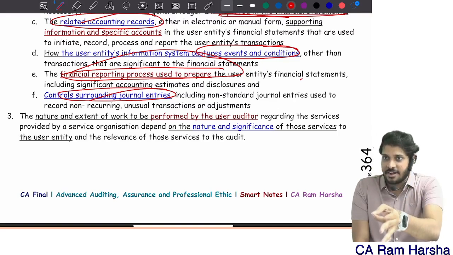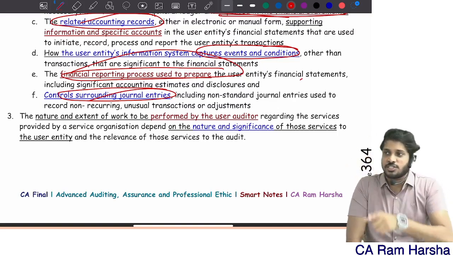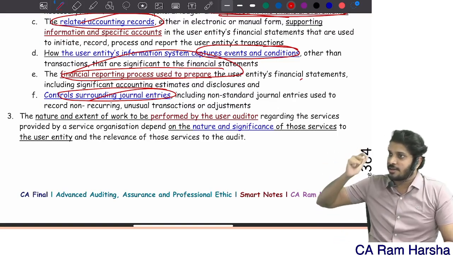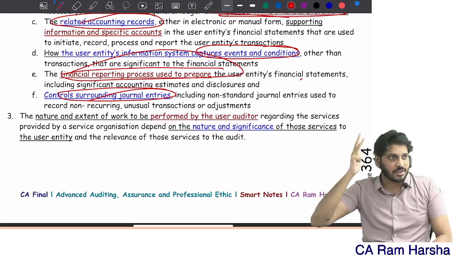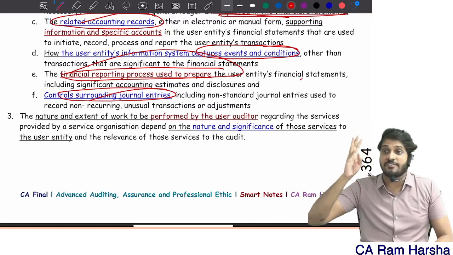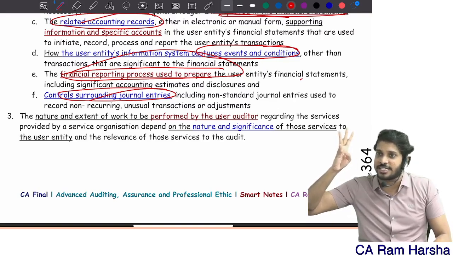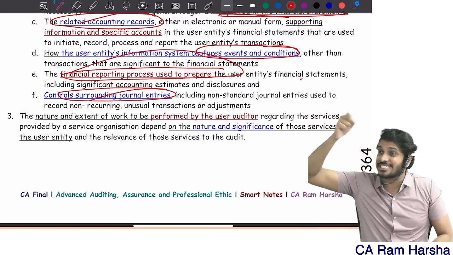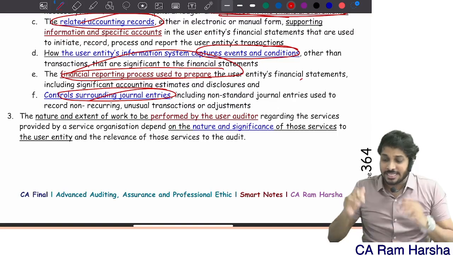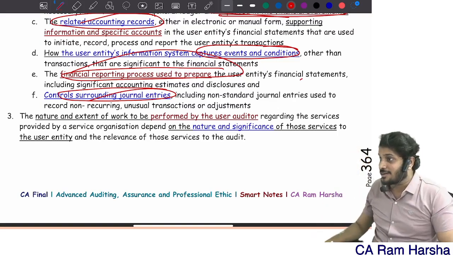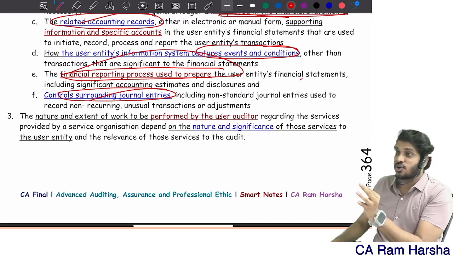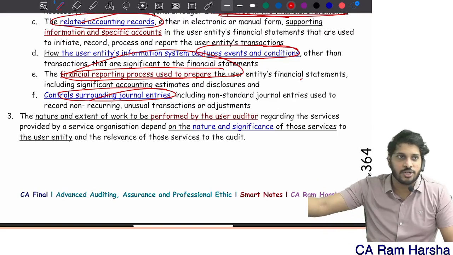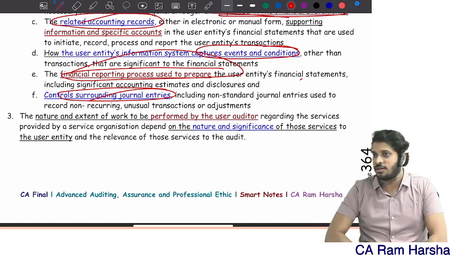they are relevant. If the services are affecting a significant class of transactions, accounting records, journal entries, the financial reporting process, or the way we initiate the process and record the transaction, if any of this is affected, then only the services are said to be relevant. Ultimately, it's a matter of professional judgment of the auditor whether services provided by the service organization are relevant to the auditor. For example, some manpower service, security guards, are provided by some service organization for this company.